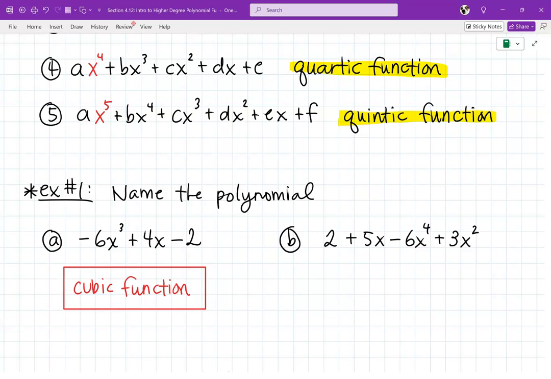What kind of function is part B? It's quartic, yeah, because the highest power is a 4. The highest power is a 4. Don't always look in the very front to see what the highest power is, because it doesn't mean that they have to write the expression with the highest power in the beginning. It can be in the back, it can be in the middle, okay? But our highest power is a 4, so this would be quartic, okay?